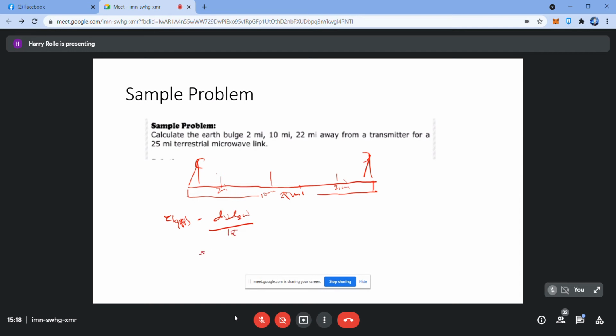So how are we going to write that? The first one is what? 2, 2 miles. The other one is 25 minus 2. Sir, where did the 25 come from? You have the full distance of 25 minus the obstruction here at 2 miles from the transmitter. So what is the difference between 25 and 2 miles? That will be your second distance. Are we good? So, over 1.5 again, what do we have here? Anyone? What's the answer?